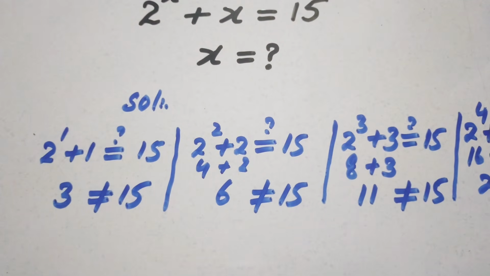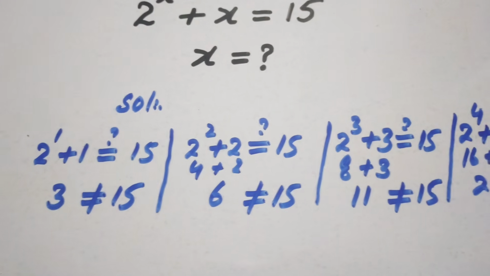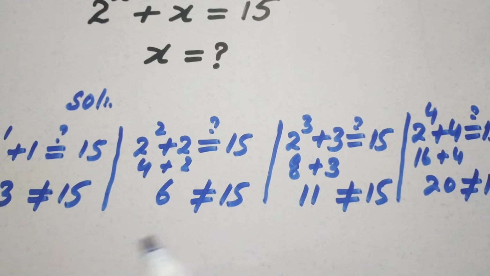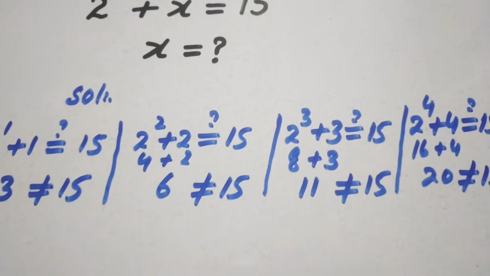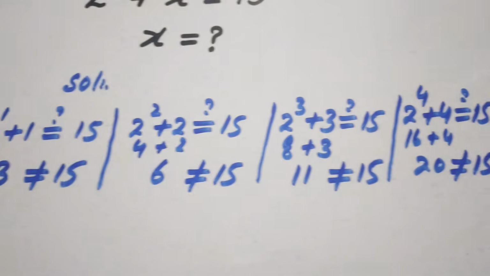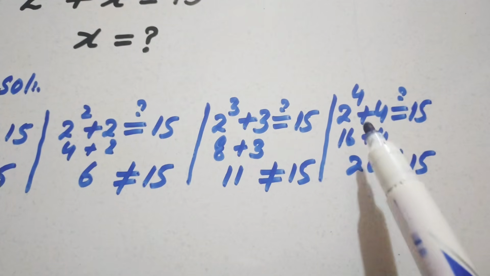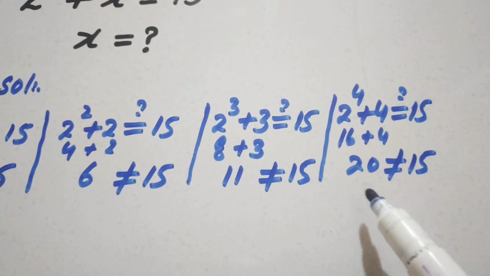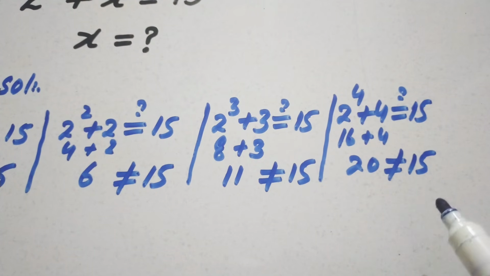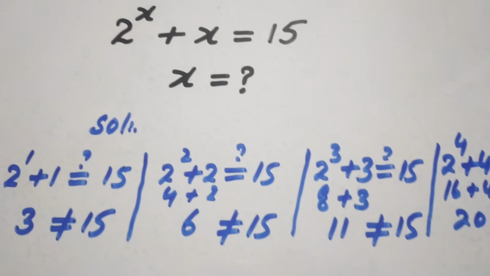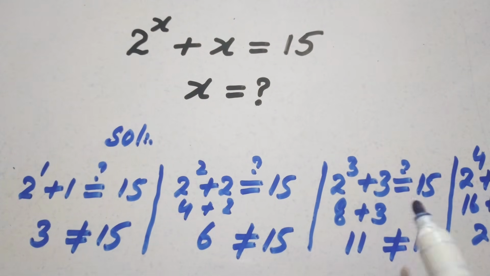When we put the value of x as 1, 2 and 3, we get 3, 6 and 11 respectively. These are the numbers which are less than 15. And when we put the value of x as 4, we get 20. 20 is greater than 15. So the value of x is in between 3 and 4.